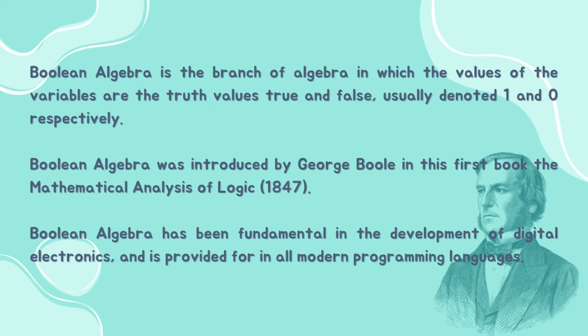Boolean algebra is the branch of algebra in which the values of the variables are truth values, true and false, usually denoted by 1 and 0. It was introduced by George Boole in 1847.